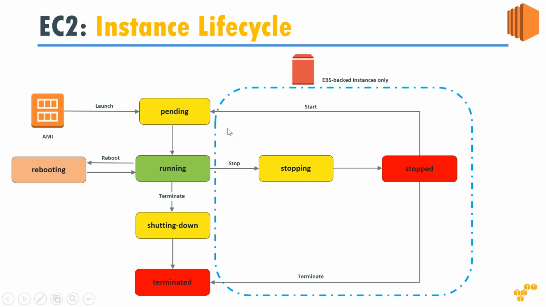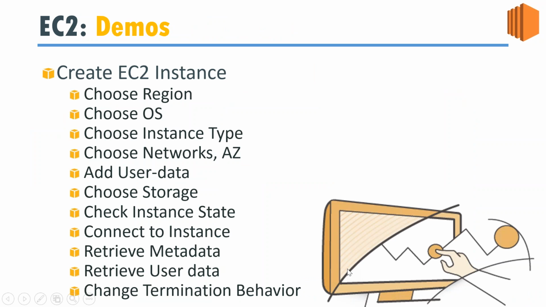Always remember that only in EBS volumes does the data persist. If you have an instance store, then when you are stopping and starting, your data will not persist. Whereas when you are doing a reboot, your instance store will persist, but not for stop and start or terminate. So that is about the life cycle. Let's just move forward and see what else we can do here.